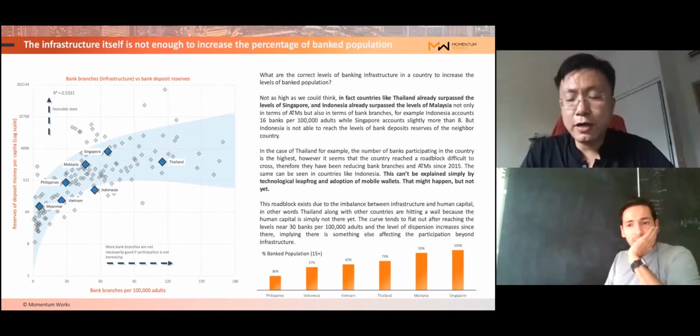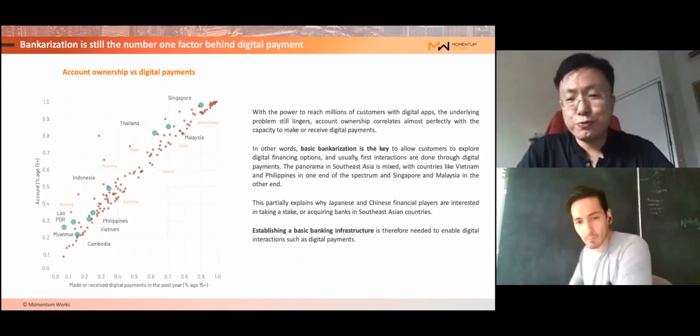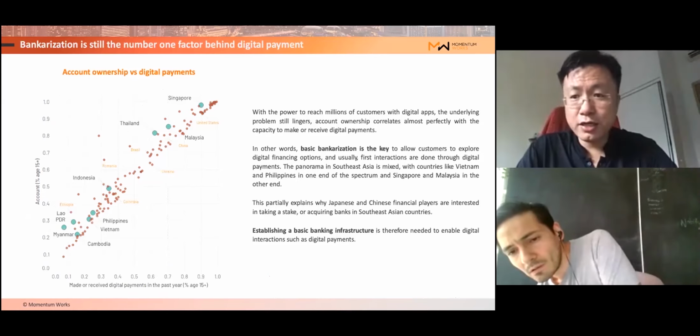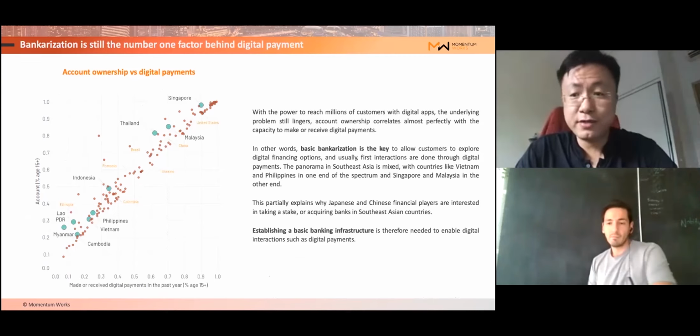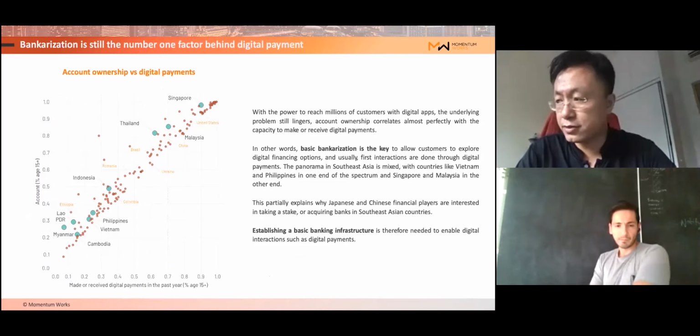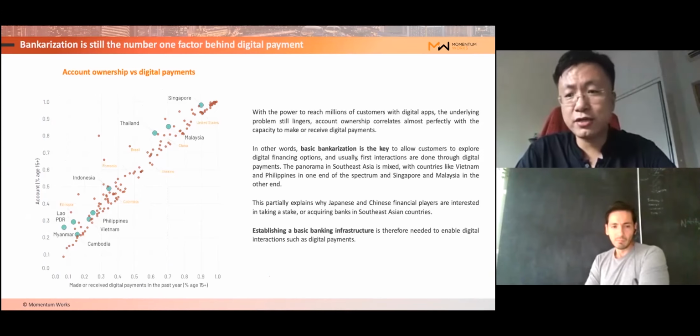Yeah, I just want to add a point about the previous slide, which talks about account ownership versus digital payments. In the past 2 to 3 years, I have seen lots of pitches of fintech companies, and many of them are saying that, oh, we want to provide services to the unbanked population of Southeast Asia because they didn't have bank accounts, and they cite Ant Financial or Alipay in China as an example. But I think most of them who say that did not understand how Alipay started in the first place.